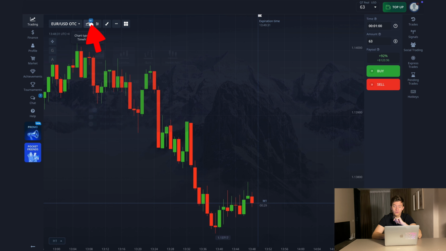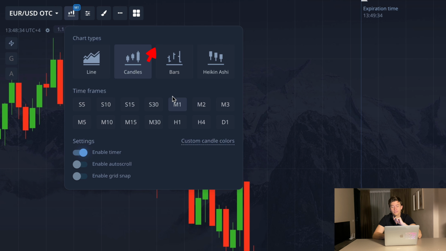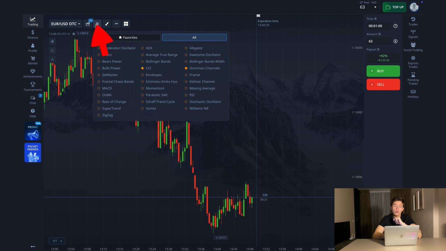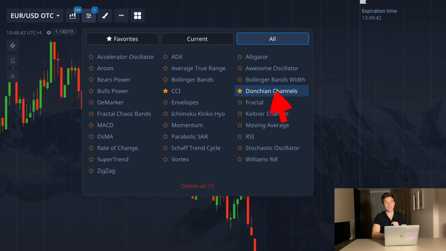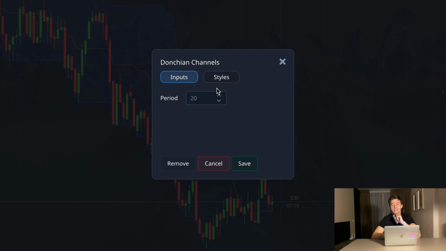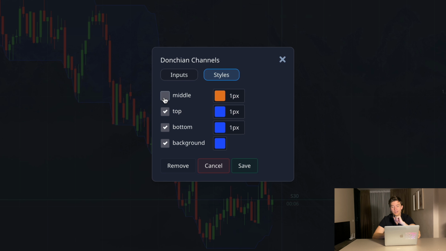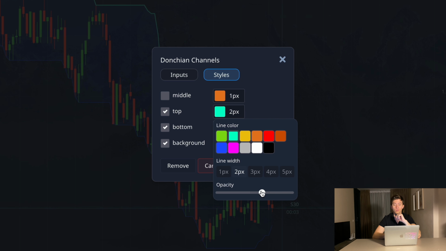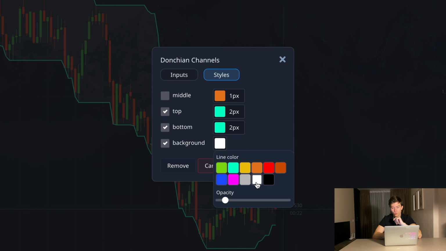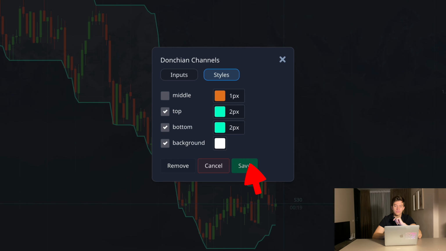Let's get started. First of all, let's prepare the tools for our work. I'm using classic candlesticks, time frame 30 seconds. Now go to the indicators tab and select CCI and Donchian channels. Let's set up the Donchian channels first. Set the period to 15, then go to style, turn off the middle line, set the top and bottom lines to turquoise, width to, move opacity to the right, and set the background to white. Then click save.